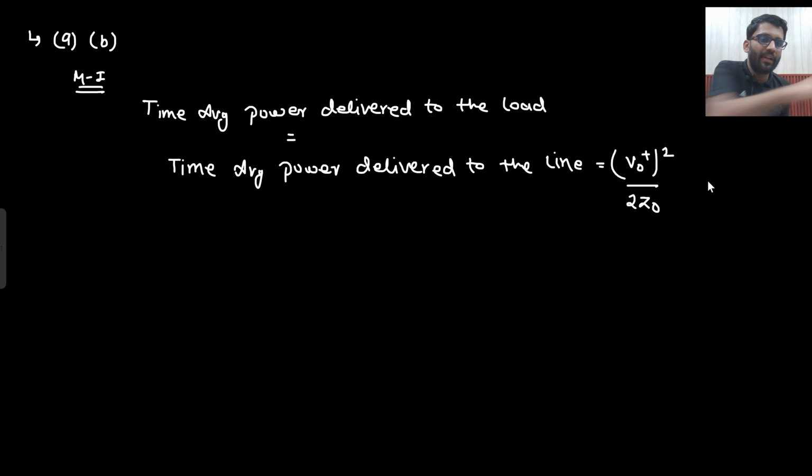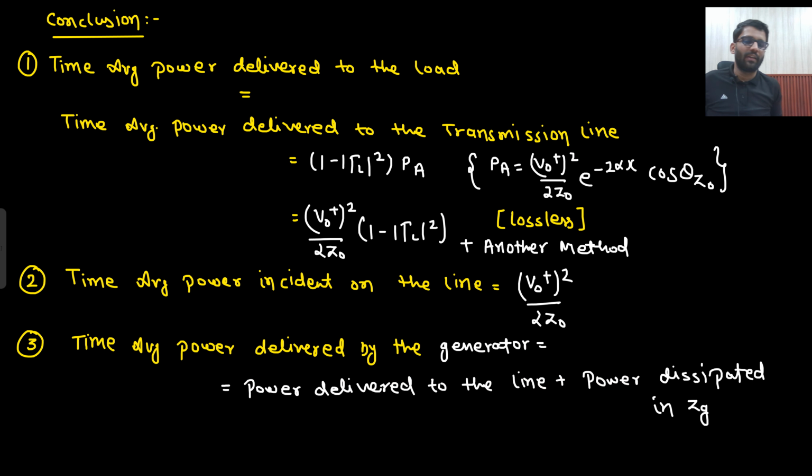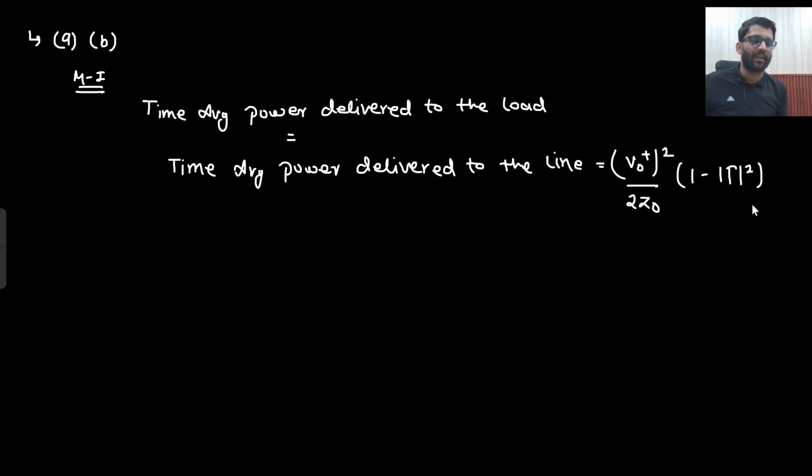And how much power will be delivered to the load? Gamma square will be reflected back, and 1 minus gamma square will be delivered. Right? This formula we have already seen. 1 minus gamma square will be delivered, and gamma L square will be reflected back. Is that clear to you? Okay, so this is the time average power delivered to the load and to the line.